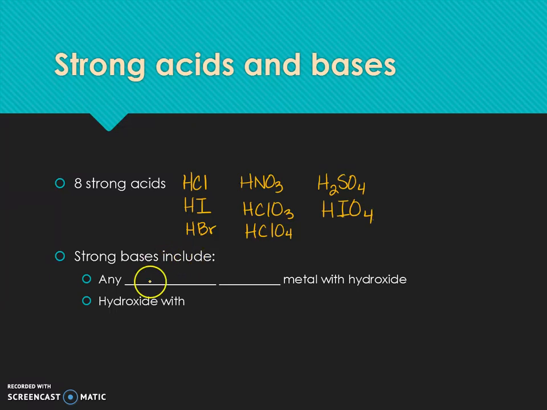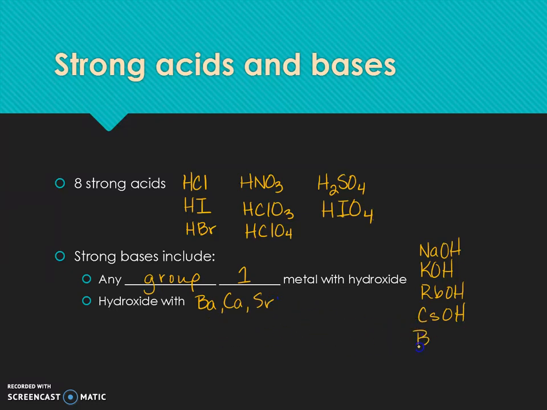Okay, and then we have strong bases. Strong bases would be anything that has a group 1 metal attached to it with a hydroxide. So examples of that would be potassium hydroxide, rubidium hydroxide, cesium hydroxide. What else am I missing? Sodium hydroxide. I knew I was missing something. Okay, and then any hydroxide that's mixed up with barium, calcium, and strontium. So barium hydroxide, calcium hydroxide, and strontium hydroxide. There you go. So there are your strong acids and your strong bases. You just have to memorize them. If you memorize them, it will make this unit a whole lot easier.